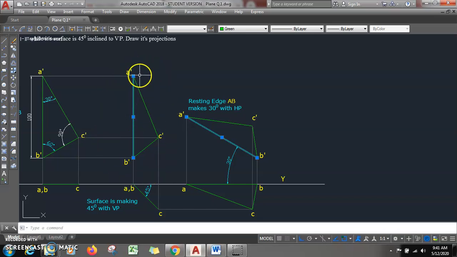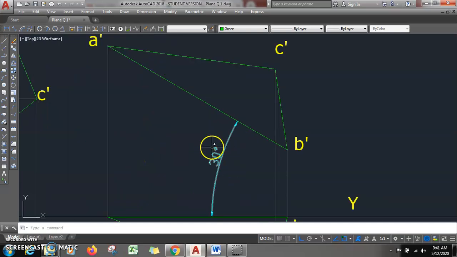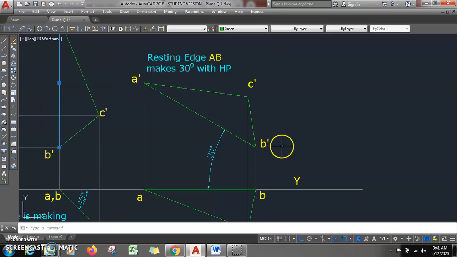This complete object will be copied. You can place it here, and then rotate the object. By how many degrees? 60 degree. This line has to be rotated by 60 degree in this direction so that the angle becomes 30, keeping B dash as the base point. So the object is rotated and becomes like this. This is A dash, this is B dash, this is C dash, and this A dash B dash is making an angle of 30 degree with HP.